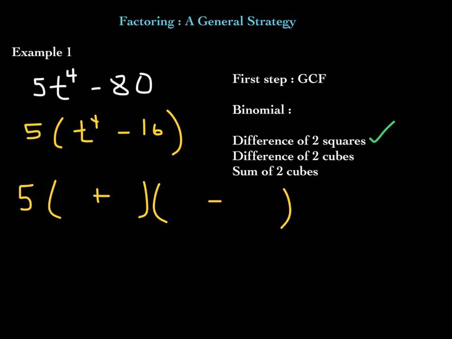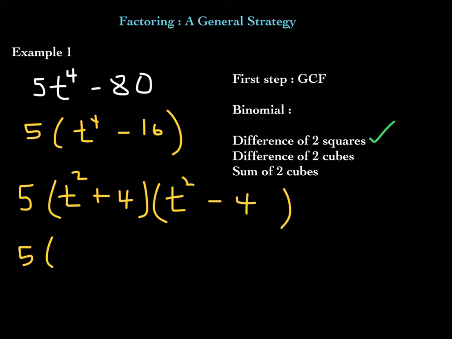And here, the first entries is going to be the term whose square gives you t to the 4th. What do you square in order to get t to the 4th? And that answer is t squared. If you square t squared, you get t to the 4th. And then if you square 4, you get 16. So that's what we do. Now notice this is a sum of 2 squares. A sum of 2 squares is prime. It'll never factor. Here is a difference of 2 perfect squares, so we must continue to factor.